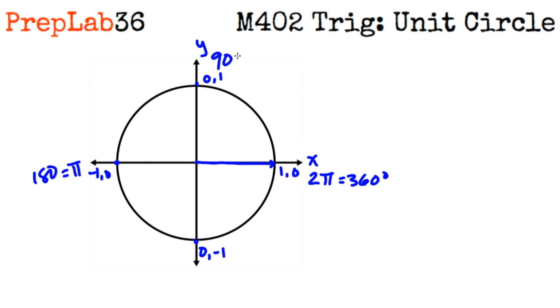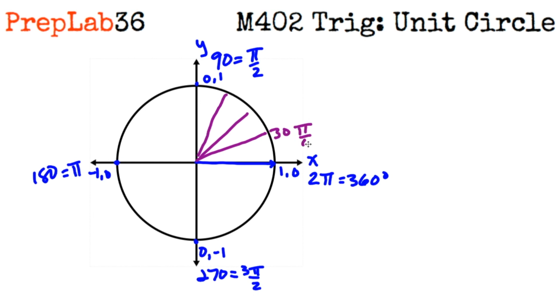90 degrees is equal to pi over 2. 270 degrees is equal to 3 pi over 2. The other ones you need to know are 30, 45, and 60. At 30 degrees, we're at pi over 6. At 45 degrees, we're at pi over 4. And at 60 degrees, we're at pi over 3.